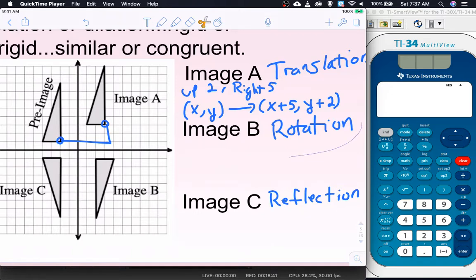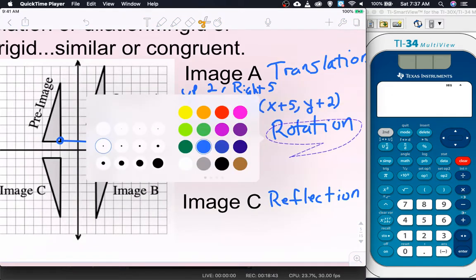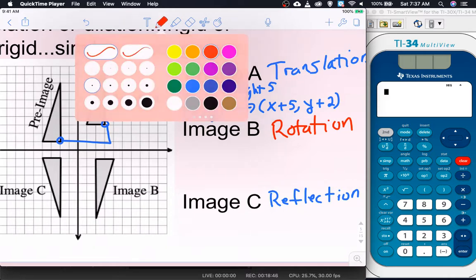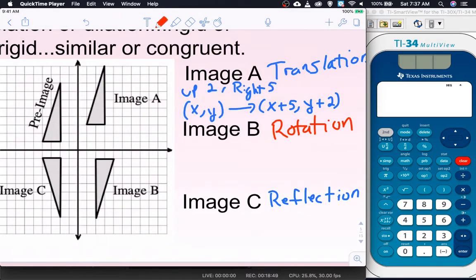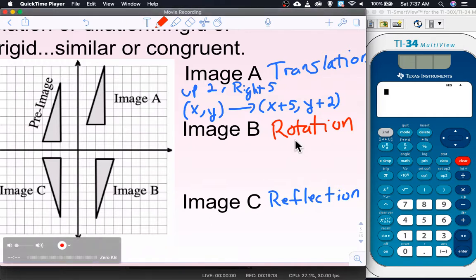Rotation. Let's change color here. Let's go with red. All right, so rotation. Image B. What's happening here? Well, my rotation, I can add a couple things. I need to add how much did it rotate? Did it rotate 90 degrees, 180 degrees? Which direction did it rotate? Clockwise, counterclockwise? And also, where's the center of rotation? Okay, all of those things take our answer from being an okay answer, a basic answer, to being a great, awesome answer. And that's what we're going for.